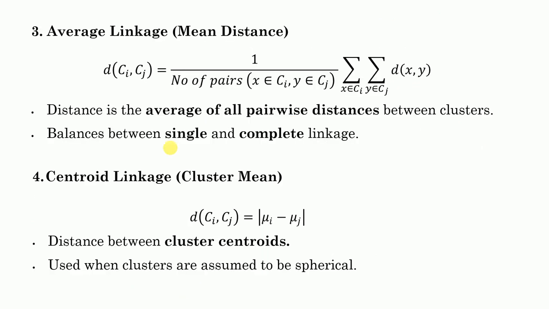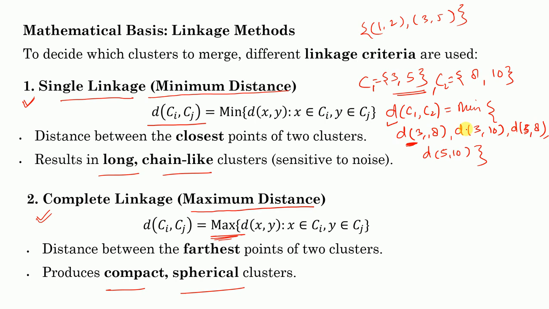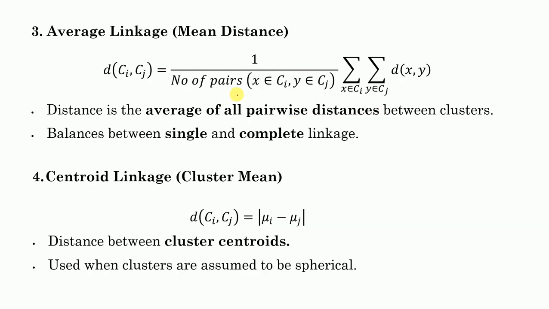And the next one is average linkage, where we calculate the average of all these distances. Average means, as I told you here, first we calculate the distance of all these pairs, then add this plus this plus this plus this, divided by 4. Those 4 pairs are there, so we find the sum of all these distances, then divide by the number of pairs. So this is average, which is basically a balance between single and complete linkage.